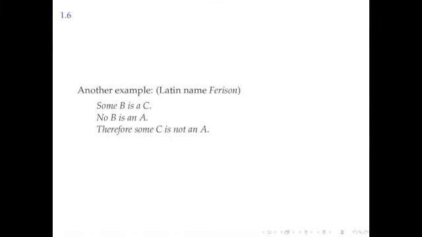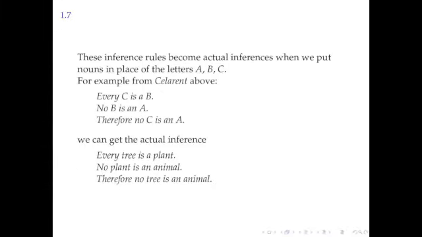Another example, Latin name ferison, premises some B is a C, no B is an A, conclusion, therefore, some C is not an A. Now, these inference rules become actual inferences if we put a noun in place of the letter A at both occurrences, a noun in place of B, and a noun in place of C.